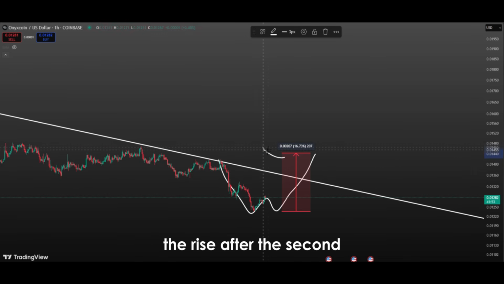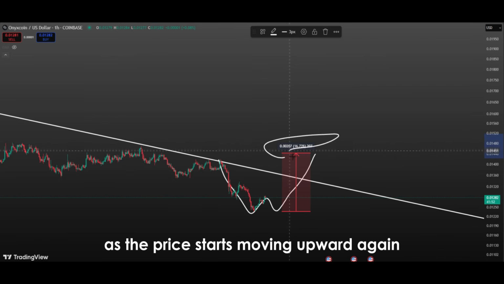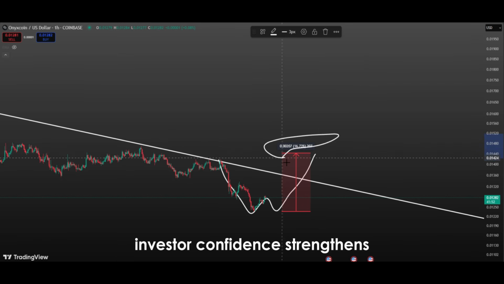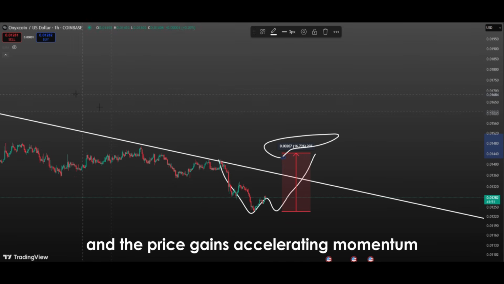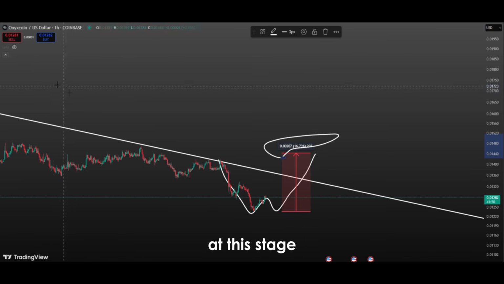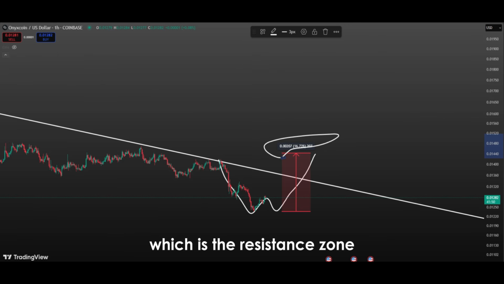The rise after the second bottom is the most critical stage of the pattern. As the price starts moving upward again, investor confidence strengthens, buying activity increases, and the price gains accelerating momentum. At this stage, the price needs to break above the middle peak of the W, which is the resistance zone.